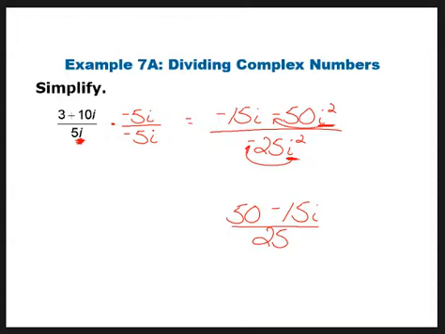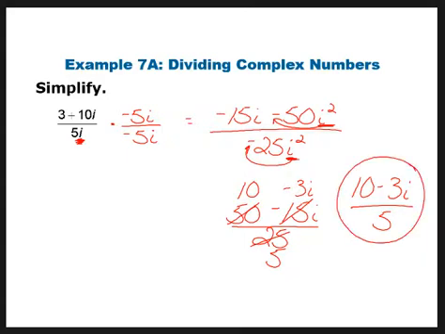We have to think about this similar to the way that we thought about square roots when we were using the quadratic formula. 50, 15, and 25 are all divisible by 5. So 10 minus 3i over 5. Now I'm going to write it this way. You can leave that as your answer, that's fine.